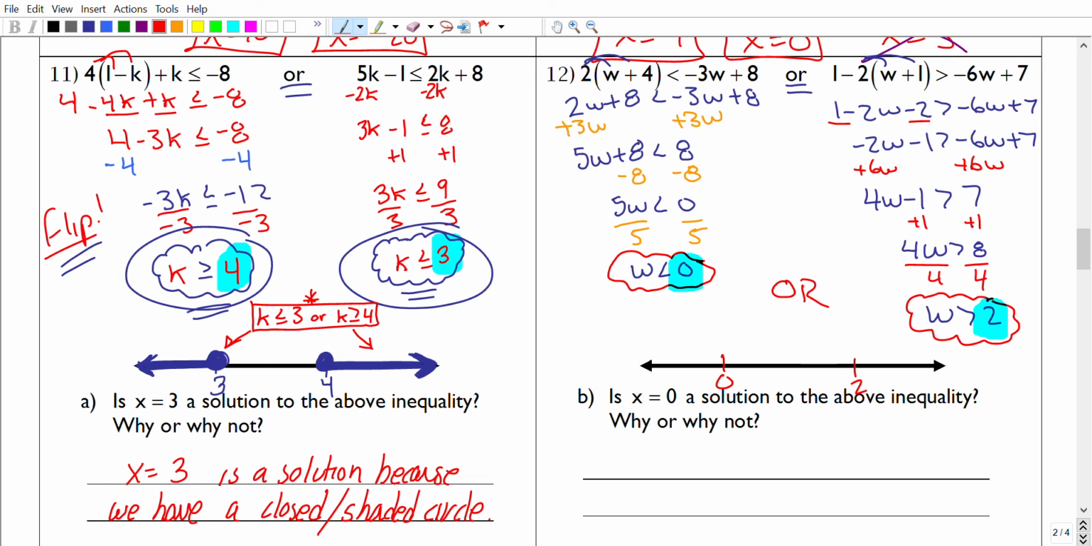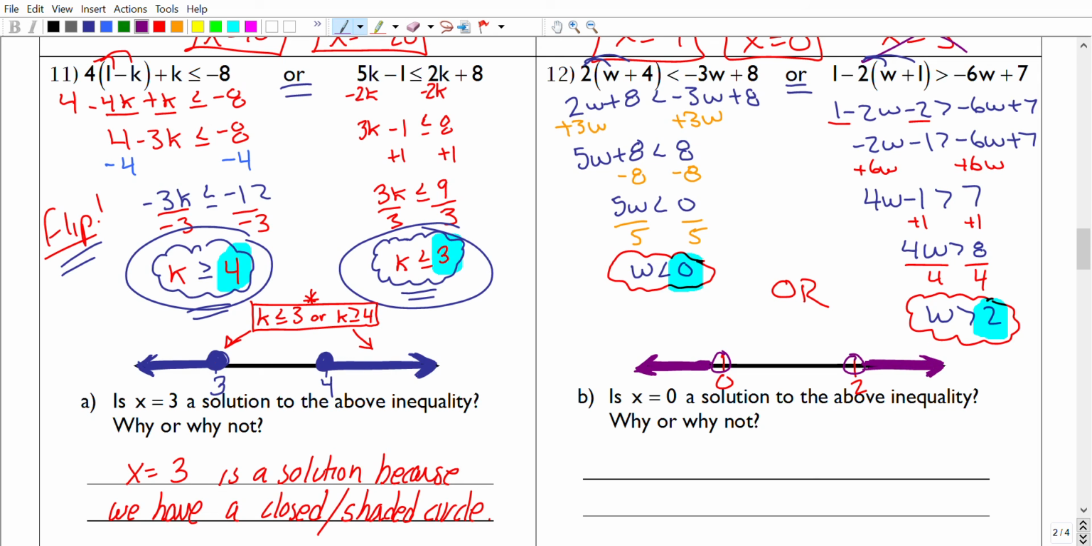It's just w is less than 0, meaning just an open circle, and I shade to the left. All the numbers to the left of 0 are less than 0. And finally, on the 2, we have an open circle yet again because there's no equal to, and we shade to the right.